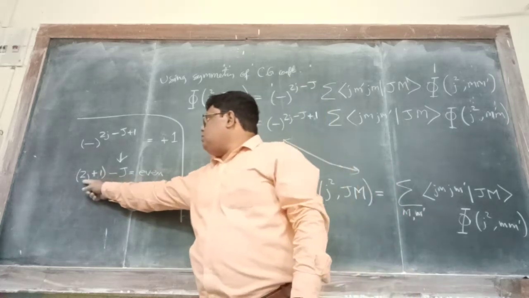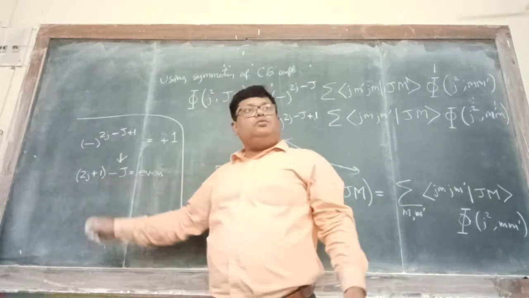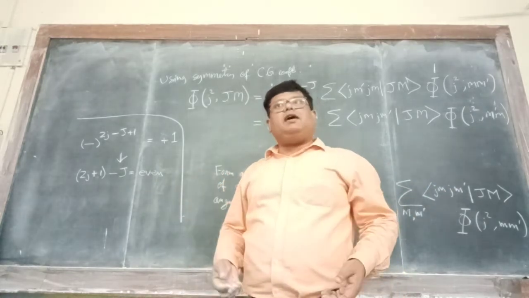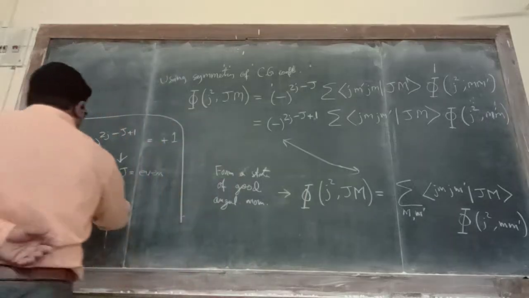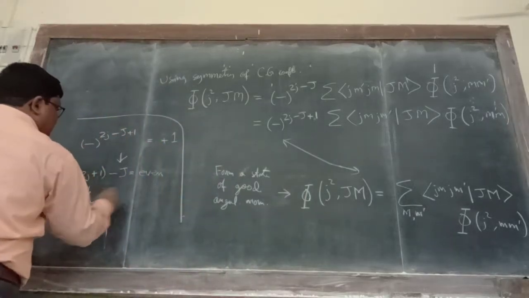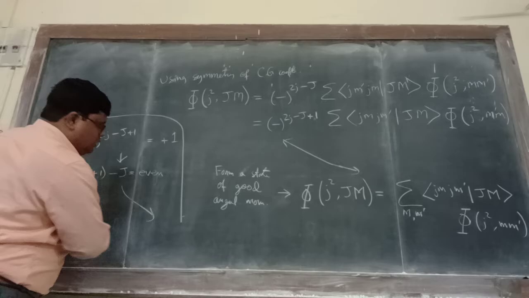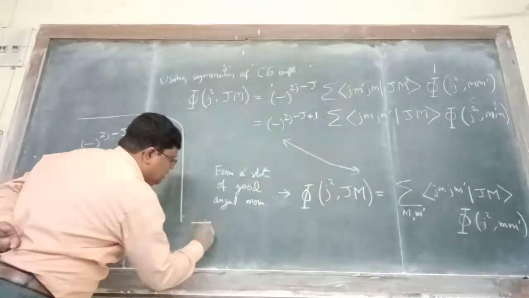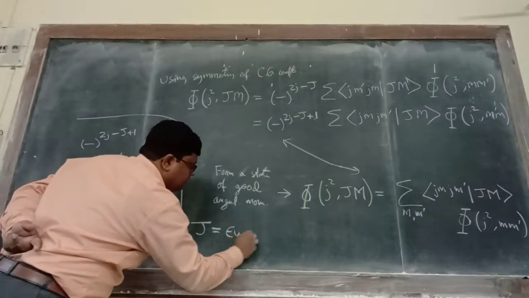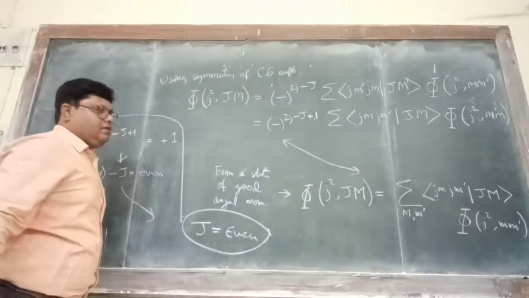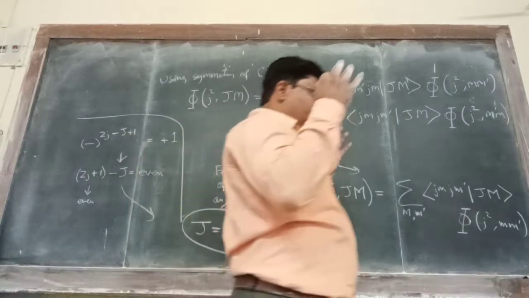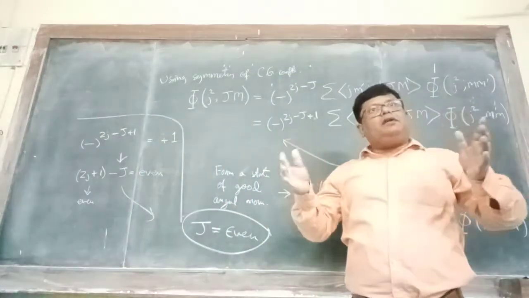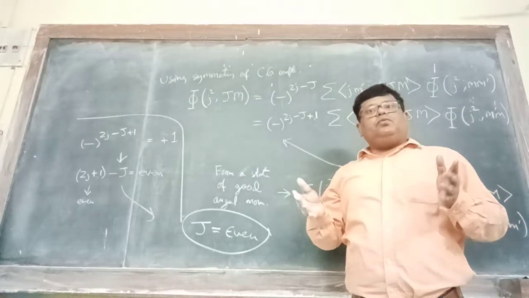Now we are talking about 2j plus 1, and 2j plus 1 is always what? Even. You consider any half integral value. So this is even and this is even. So from all this analysis, the result is that J will be even. So if we consider two particles in an orbital, the total angular momentum will be even.